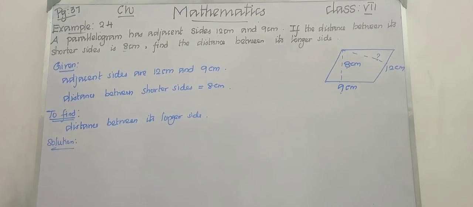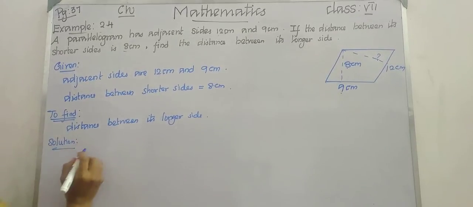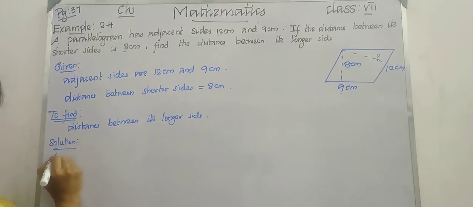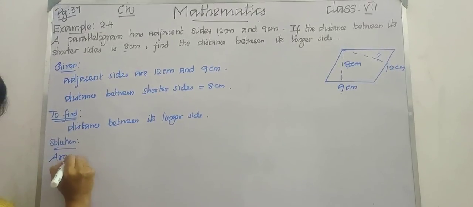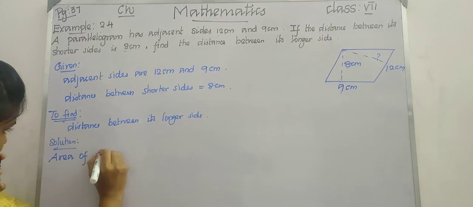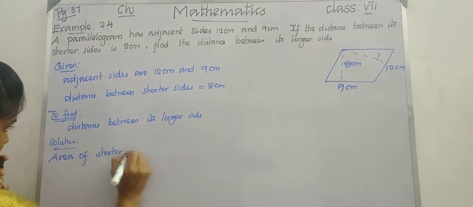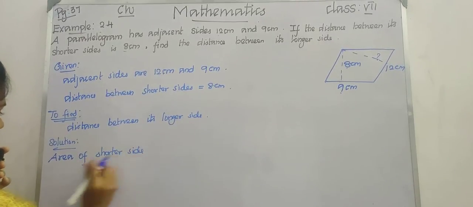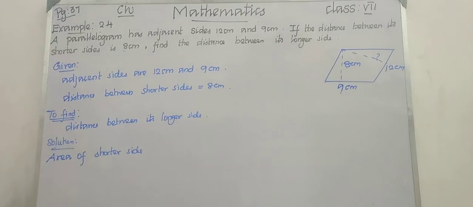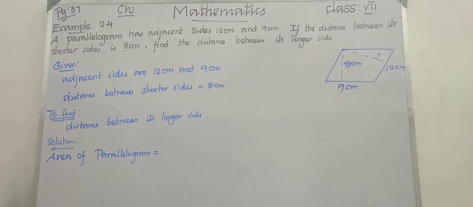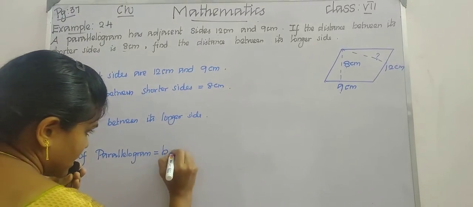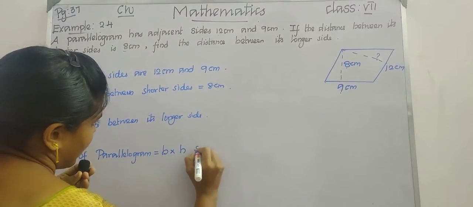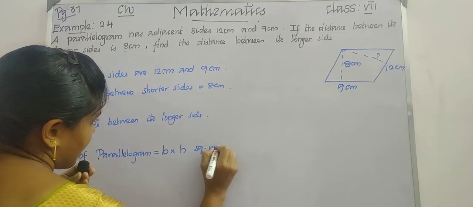Children, first let us find the area for the shorter side. Area of shorter side. How will you find the area of parallelogram? What is the formula? Base into height square units, right? Base into height square units.